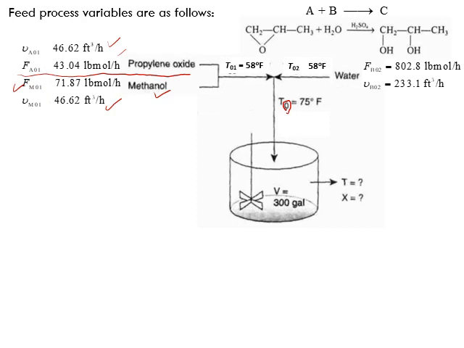Let's look at stream 02. It consists of mainly water, with some addition of sulfuric acid, which is the catalyst. It's coming in with this volumetric flow rate, and then you can calculate its molar flow rate again using the density and the molar mass.